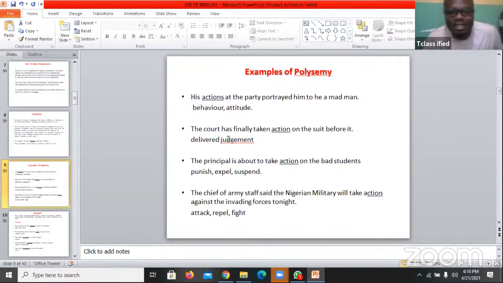But in this other context where they say the court has finally taken action on the suit before it, action here simply means that it has delivered judgment. Just like the way the jury in the case of George Floyd and Derek Chauvin have taken a decision and have said that Derek Chauvin, the policeman, is guilty of murder of George Floyd. So they have delivered judgment, which simply means they've taken action. So you see, action here means delivering judgment, whereas action here means behavior and attitude.